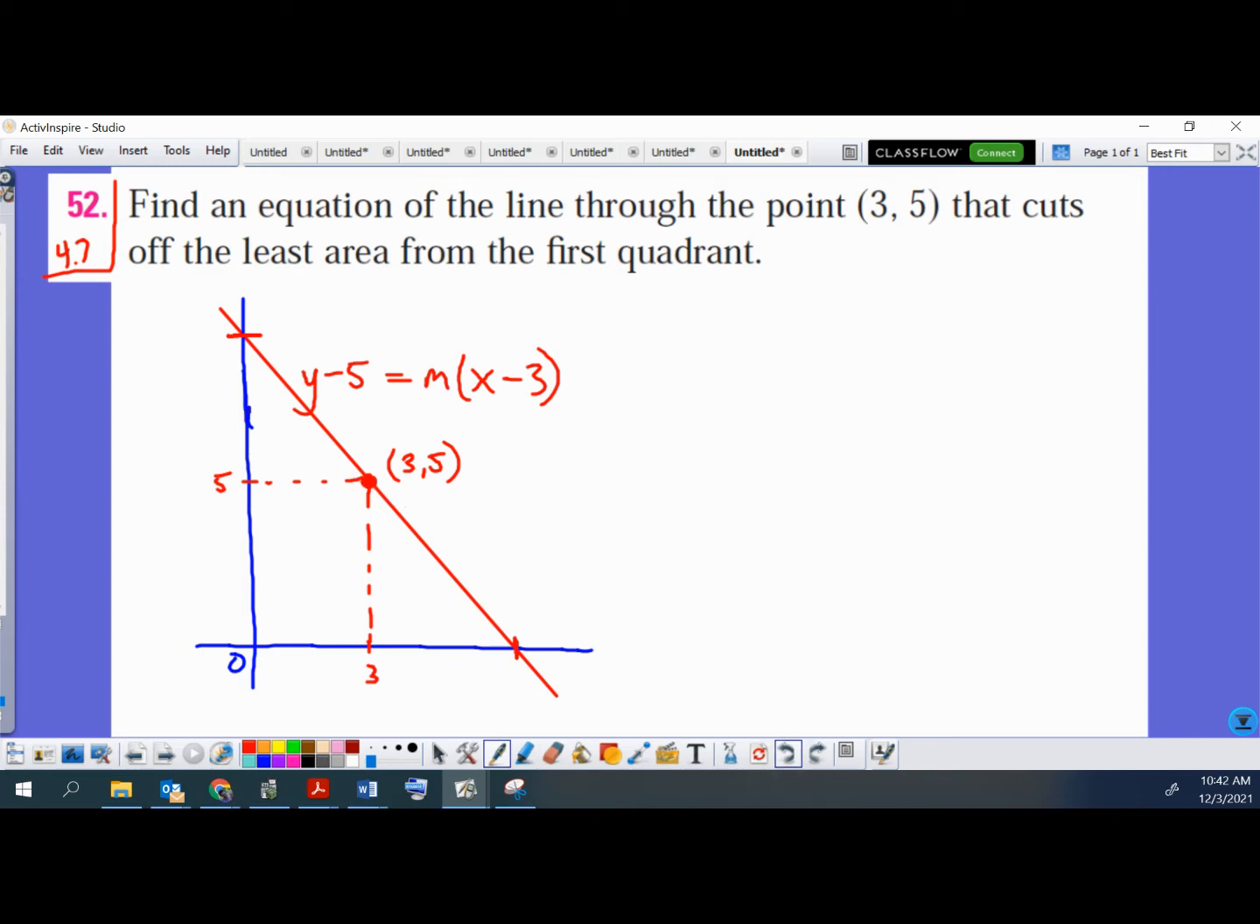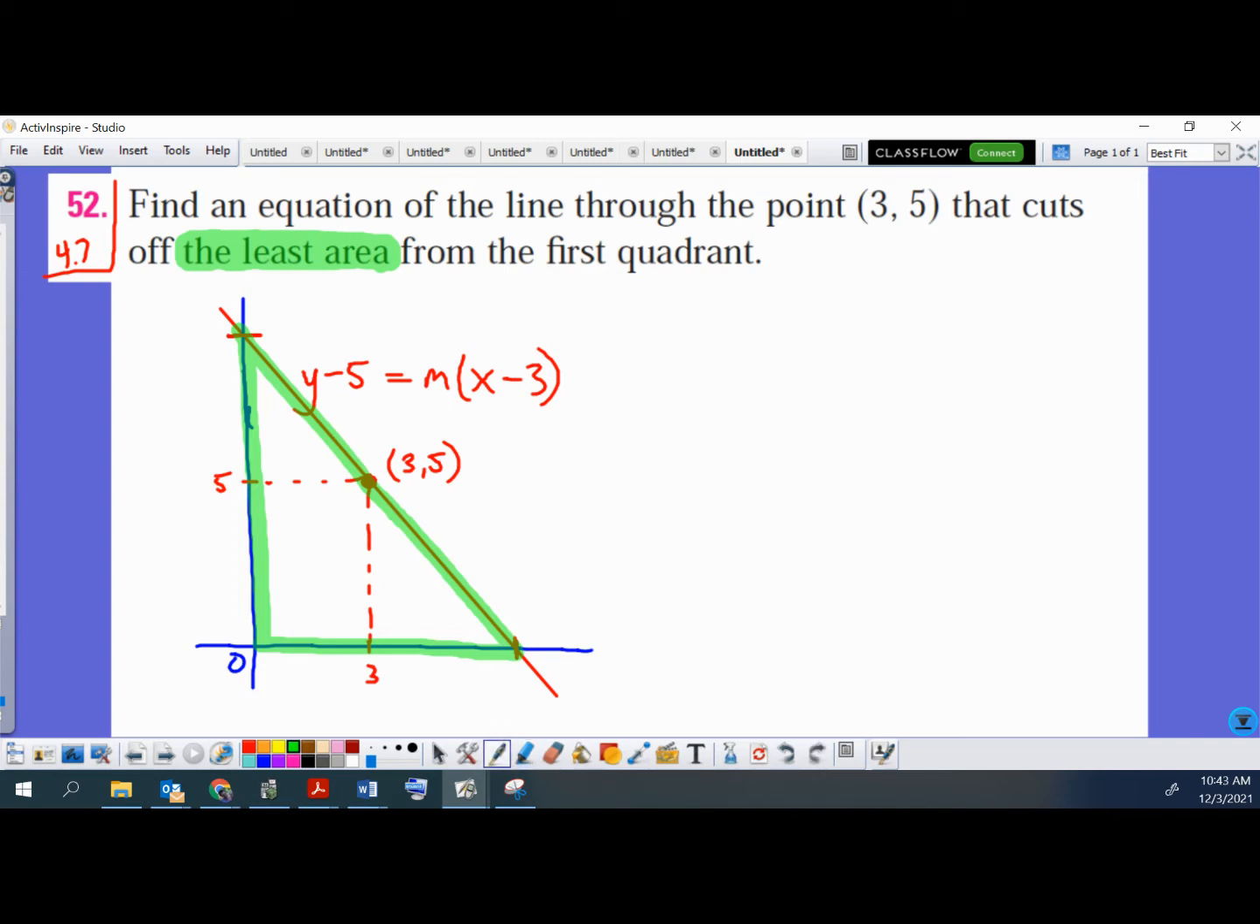So it looks something like this. The other thing that I need to do early on is to think about my primary equation. What is the thing that I'm trying to find here? We're trying to find the least area cut off from the first quadrant. So that area is this triangle, right? We're trying to make this area as small as possible. That's what we're minimizing. So the first thing I might do is write down that area.